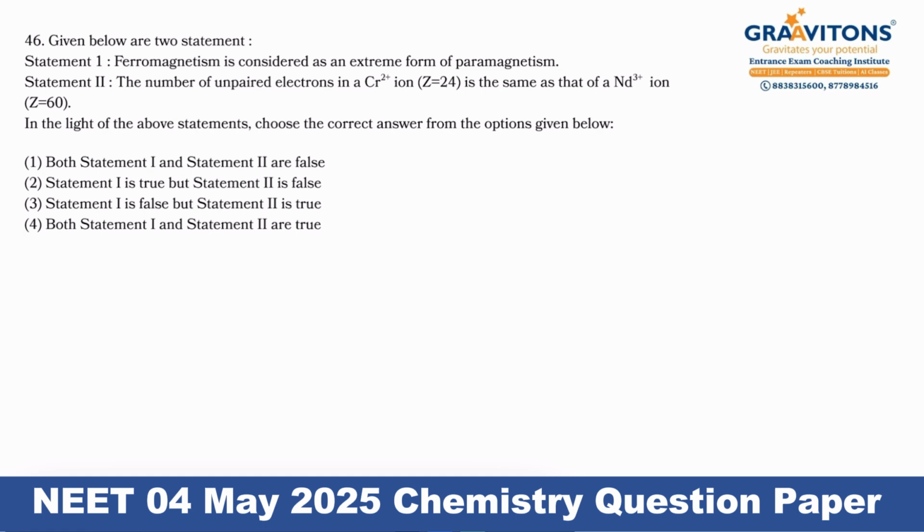In this video we are going to discuss NEET 2025 chemistry questions. Our first question is statement type. Statement 1: ferromagnetism is considered as an extreme form of paramagnetism.